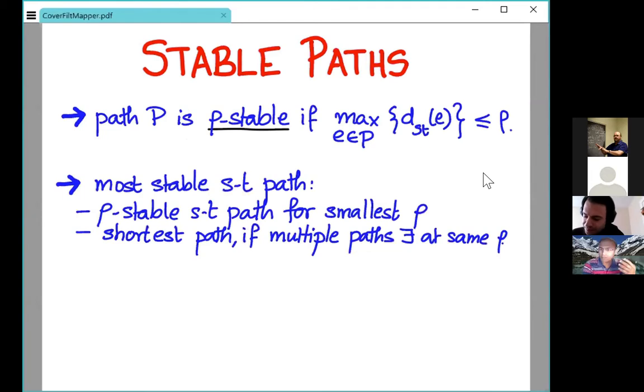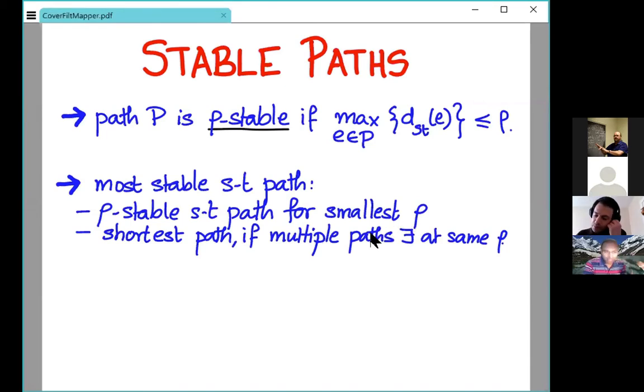And then we can seek or try to find a more stable ST path. If you have two nodes in the mapper, one skeleton, and you're looking at paths going from S to T, we say that the most stable ST path is the rho stable ST path for the smallest rho. Remember, rho is now the distance and not the strength of overlap. It's the complement of that.